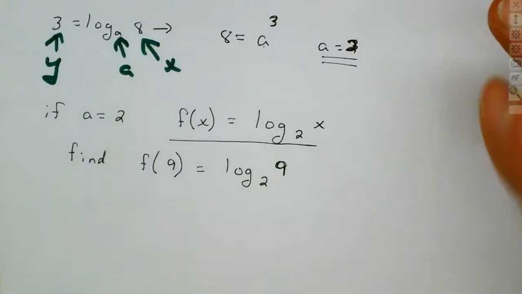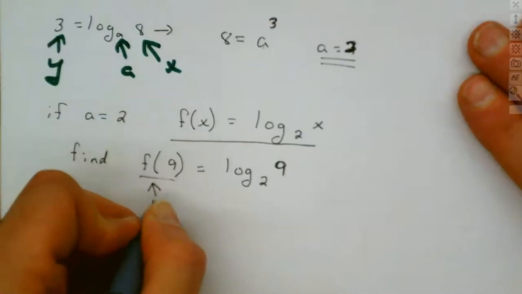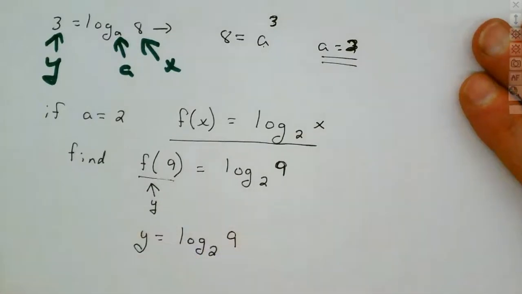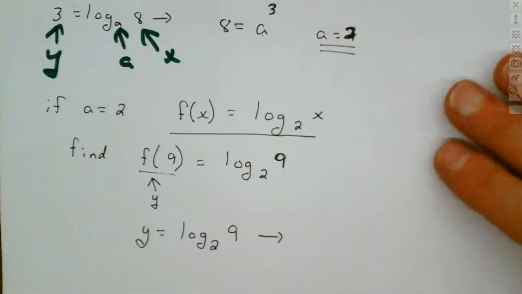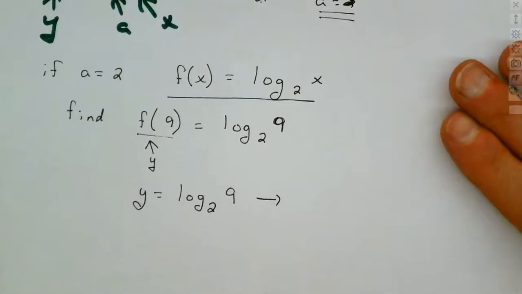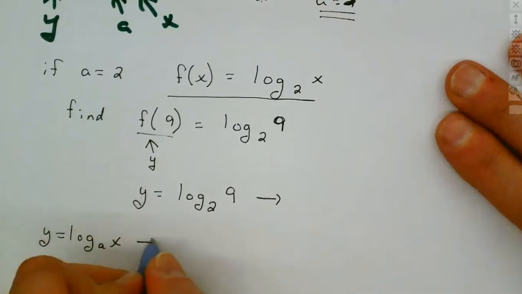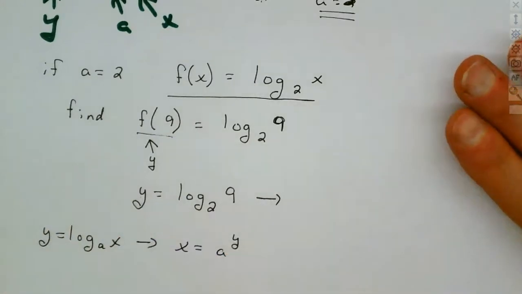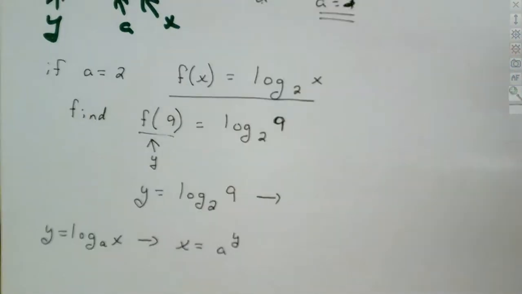What would that convert into? Because we don't know this part here. This is your Y. So we basically have this. What would this convert into as an exponential? Because f of x is the same thing as y. So we plugged in that number 9. If I wanted to convert this to an exponential, what would it look like? Okay, let's look at our formula. Y equals log base A of x. That converts into x equals A^y, right?